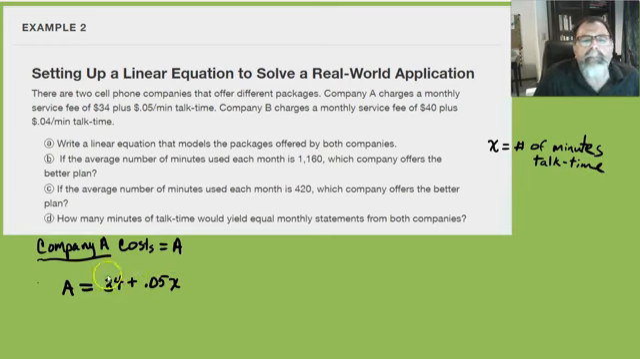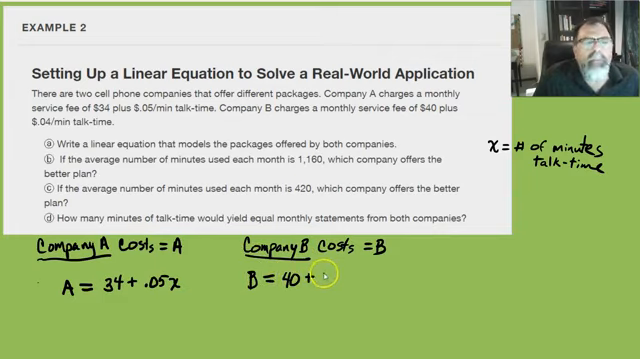Okay, so that's the cost for A. And then for Company B, we'll call B their cost. Same thing, so that's going to be the flat rate of $40 per month plus your 4 cents, or $0.04, per minute times the number of minutes you talk.